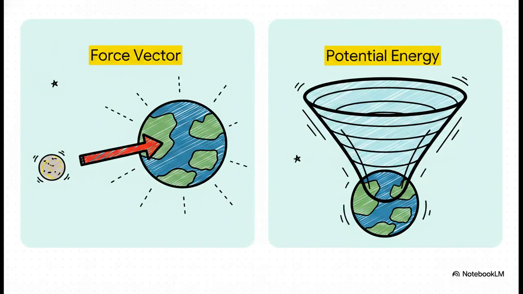Take a look at the mathematical contrast here. The r squared on the left gives us the strength of a directional force vector pulling an object. But by dropping that square to just a single r on the right and combining it with a negative sign, we completely map out that scalar potential energy well we just talked about. Basically, one is an arrow and the other is a landscape.